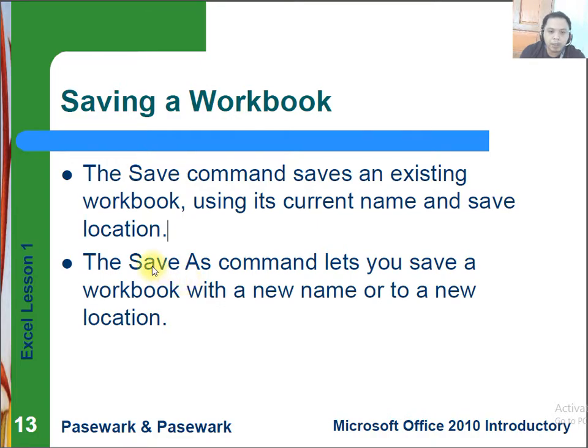While save as command naman, it lets you save a workbook with a new name or to a new location. Okay, so nag-open ka ng workbook, then you want to change the file name or the save location, so you use the save as command. Okay, huwag mo gagamitin si save command kasi magsasave lang siya using the current name and save location. Okay, so that is the difference between save and save as.